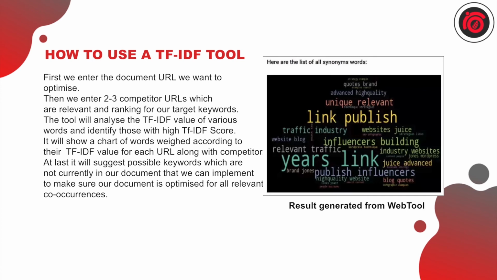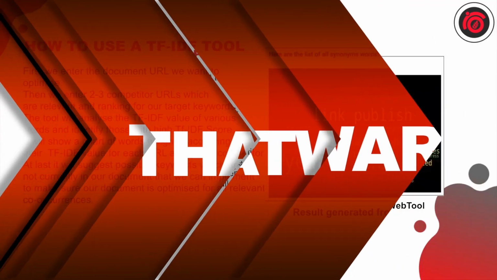The tool will analyze your content and also the competitor URLs that you have provided, and will identify those particular keywords which have a high TF-IDF score. It will then show a chart of words, as you can see on the right-hand side. These words have the highest TF-IDF score among all of the keywords used in your website or the particular document. After this you can use these keywords to re-optimize your content and make sure that you have better optimization as per the TF-IDF standard.